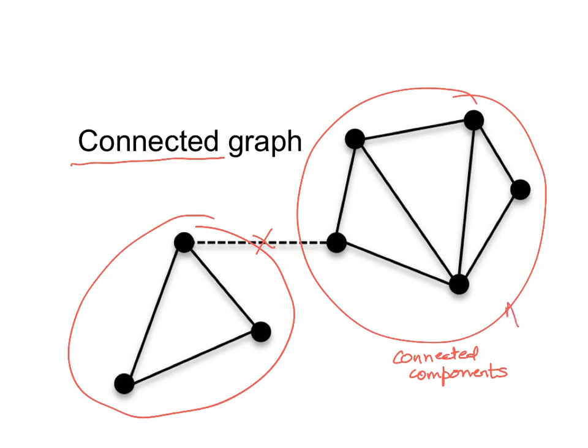So for example, if I took this connected component and I pulled in this vertex here into the component, then there won't be a path from this vertex to these other 5 vertices since we have already deleted this edge. So then it would no longer remain a connected component.